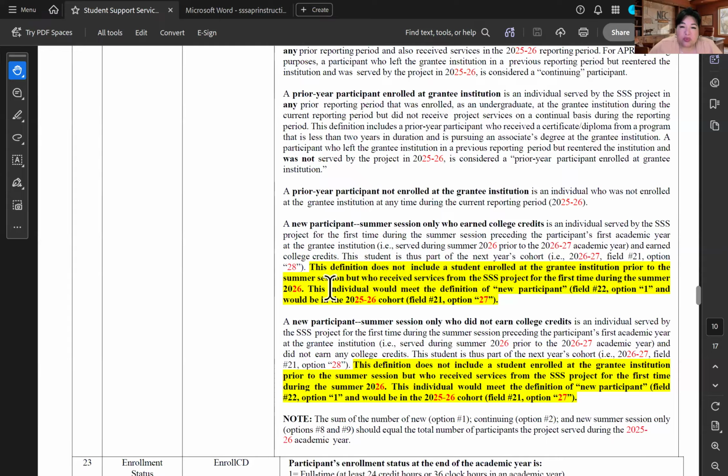These summer students reporting, they count for this year number-wise, but their cohort is next year. In the immediate subsequent year after their first year, their second year, they're not continuing. They're finally new, because they were new summer the first year, even though it was for a couple of weeks, sometimes a month or two during the summer. Then their second year, they're finally new. And it's not until their third year that they're continuing.